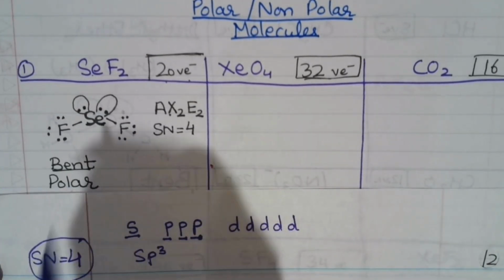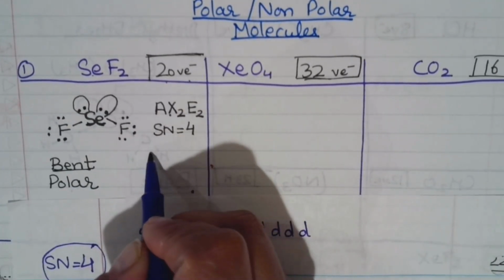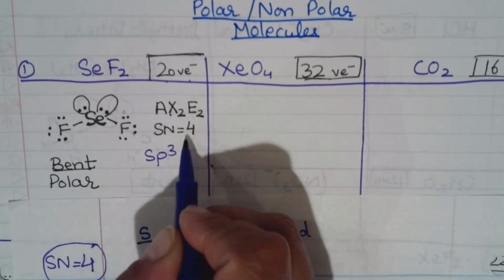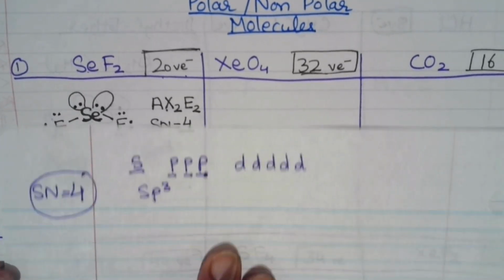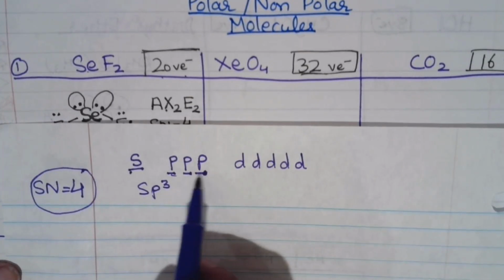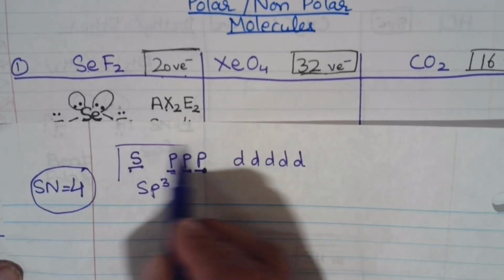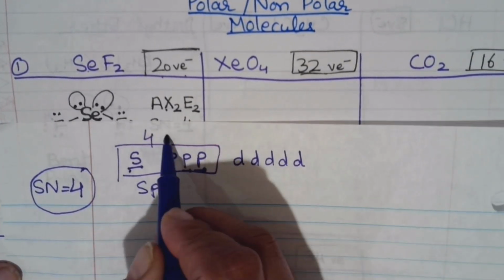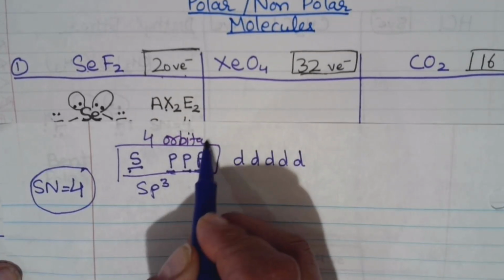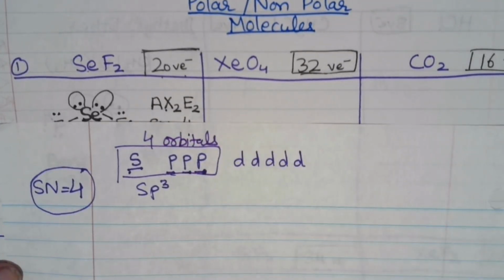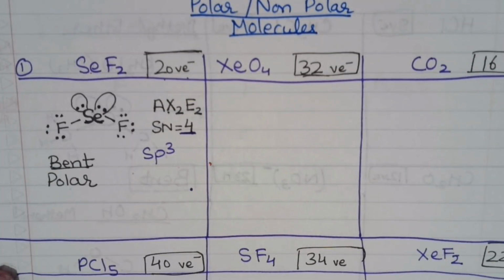So the hybridization would be sp3 because the steric number is 4, 1s and 3p. So that is a total of 4 orbitals, right? So the hybridization would be sp3.